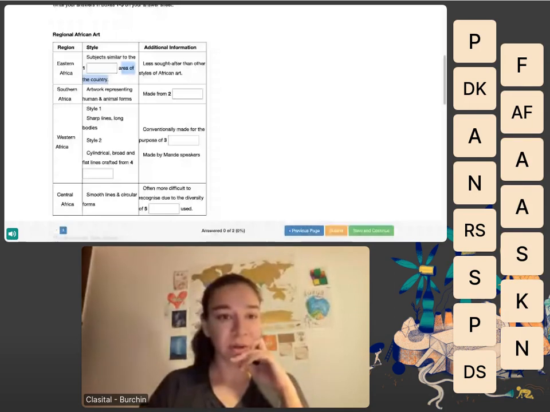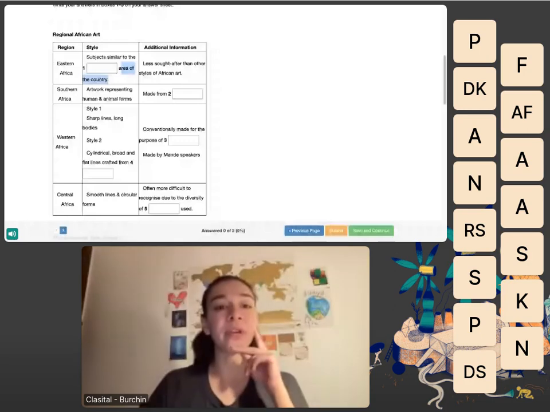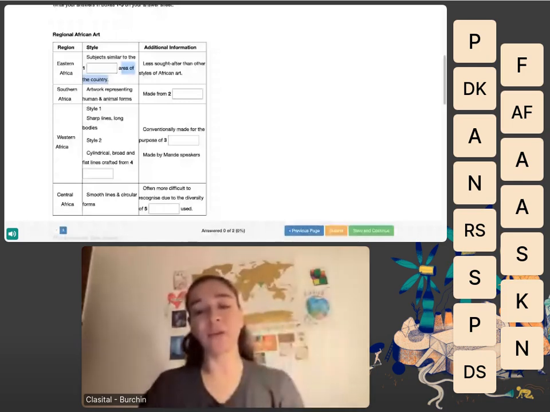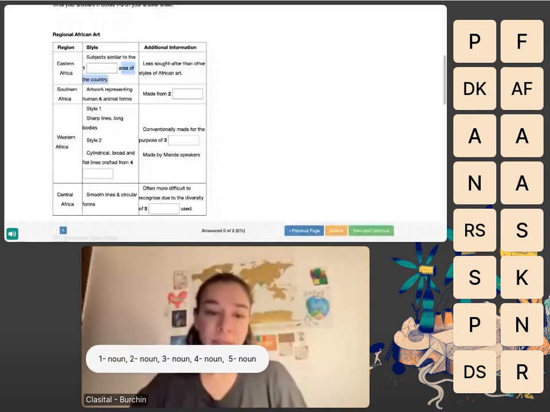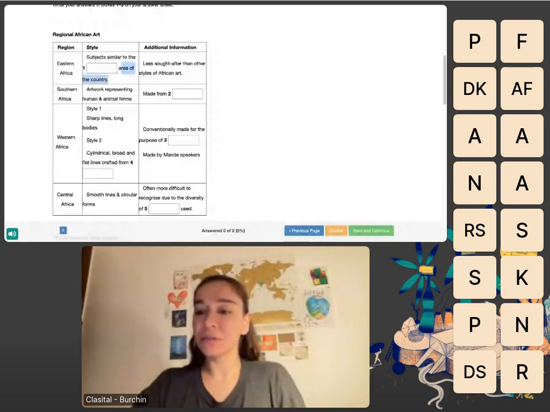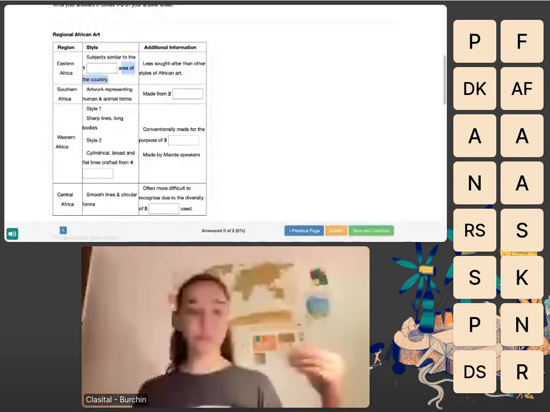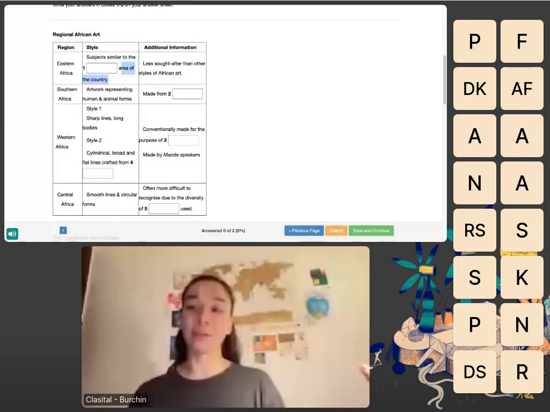Let's see number 5. Often, it is about Central Africa, and it is like smooth lines and circular forms. And the additional information says often more difficult to recognize due to the diversity of something used. So I suppose numbers 1, 2, 3, 4, and 5 should be nouns. So we won't look for verbs, we won't look for adjectives, but we will look for some nouns here in this one.